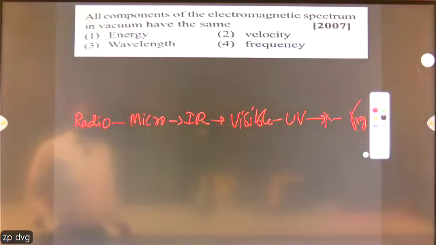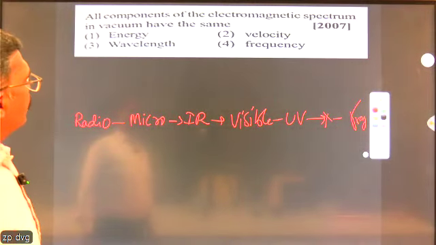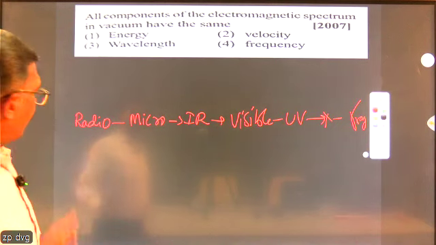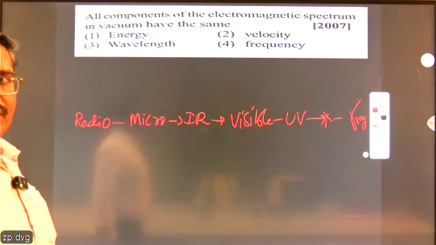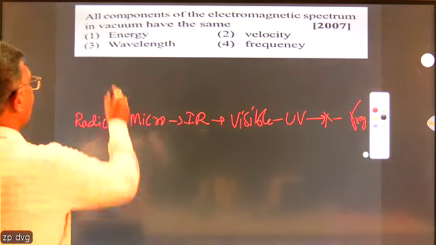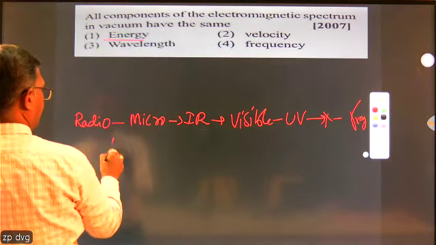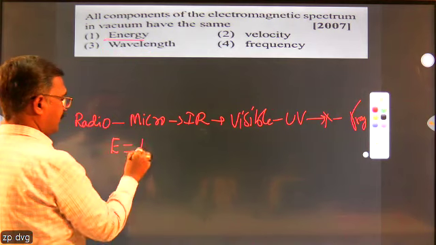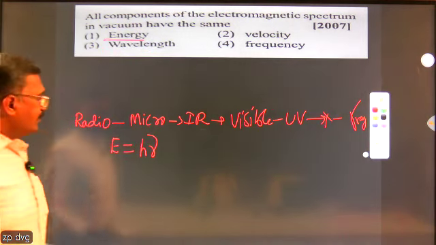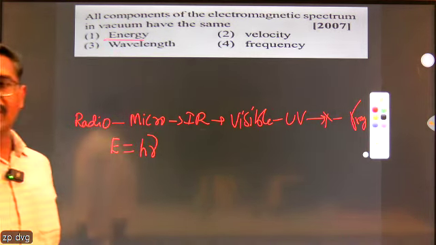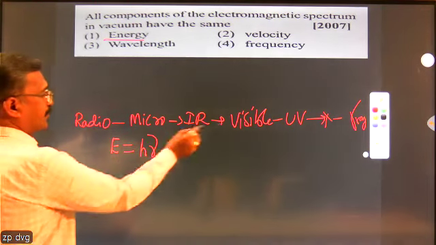ಆಯ್ತಾ? ಸೊ ಅವ್ನು ಕೇಳ್ತಾ ಇದ್ದಾನೆ, all components of the electromagnetic spectrum in vacuum, ಯಾವ್ದು ಸೇಮ್. So ಎಲ್ಲಾ components ಅಲ್ಲೂ ಏನ್ same ಇರುತ್ತೆ in case of vacuum? What is the thing that is same? ಎನರ್ಜಿ same ಇರುತ್ತಾ? ಇಲ್ಲ. ಯಾಕಂದ್ರೆ energy of an electromagnetic wave will be E is equal to h nu. These electromagnetic waves are having different frequency, so therefore they are having different energy.